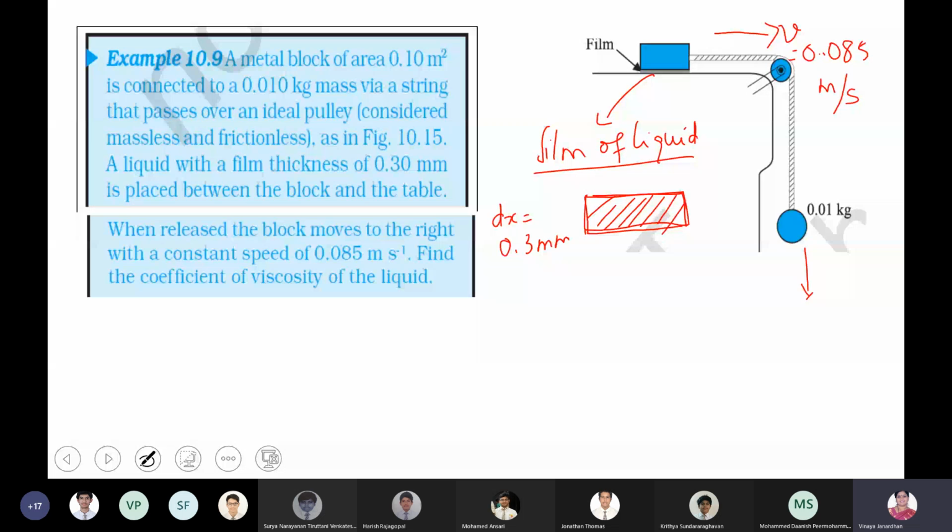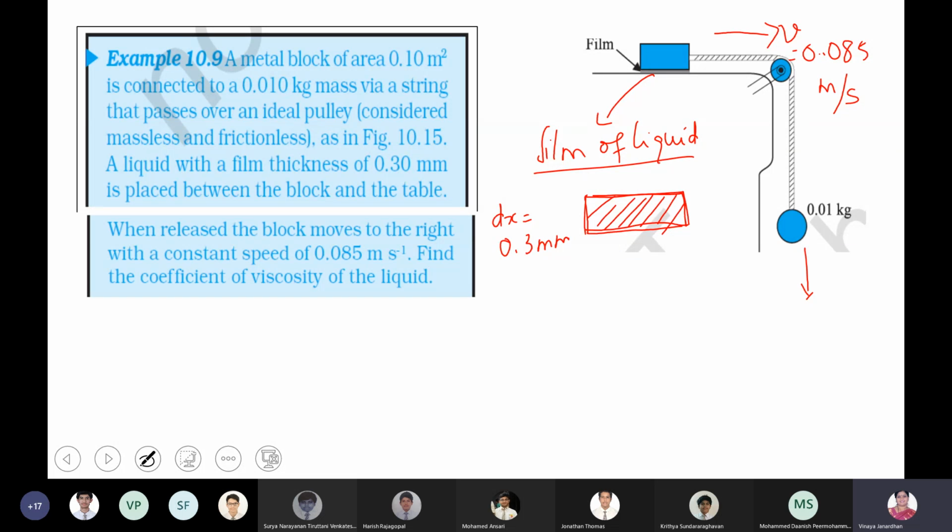Go through the question. A metal block of area 0.10 meters square is connected to a 0.10 kilogram mass via a string that passes over an ideal pulley as shown in the figure. A liquid with film thickness of 0.30 millimeter is placed between the block and the table. When the mass is released, the block is going to move to the right with a constant speed of 0.85 meter per second.